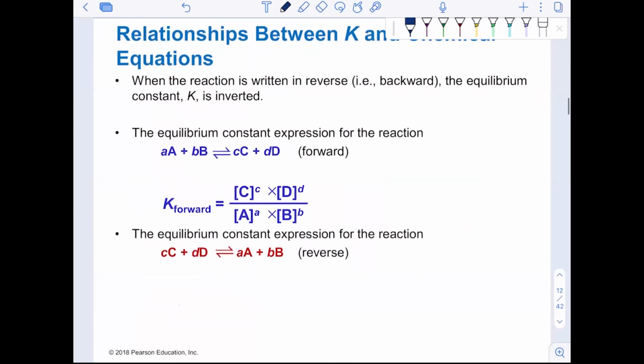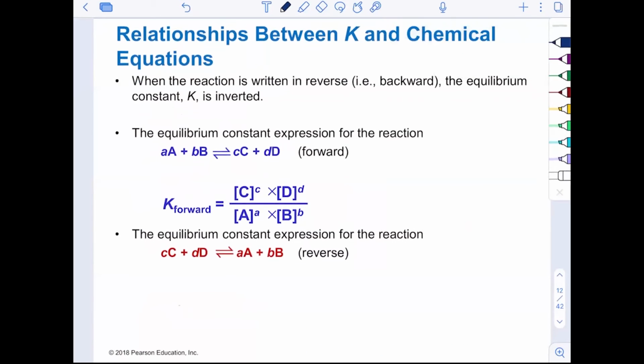The relationships between K and our equations. Again, when we think about manipulating a reaction, just like we've done with Hess's law, when the reaction is manipulated, the K is also manipulated. So an equilibrium constant for a forward reaction is what we decided, right? Products over reactants, using the coefficient as the exponent, from the balanced chemical equation.